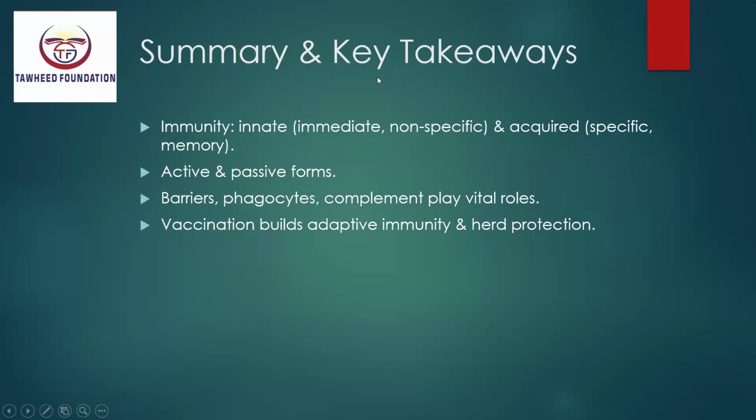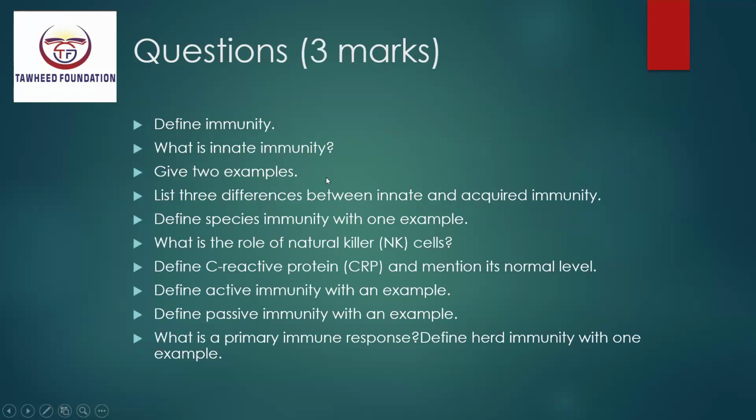Summary and key takeaways. In this whole session, we learned about immunity, that is innate, immediate, non-specific immunity, and acquired, specialized, specific, memory immunity. Active and passive forms of immunity. Barriers, phagocytes, complement, all these three things play vital roles in immunity. Vaccination builds adaptive immunity and herd protection. Questions?